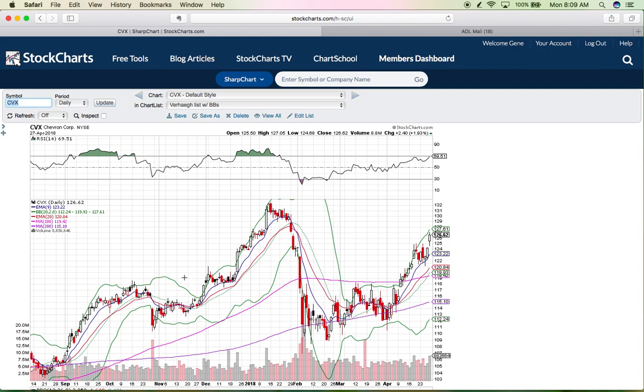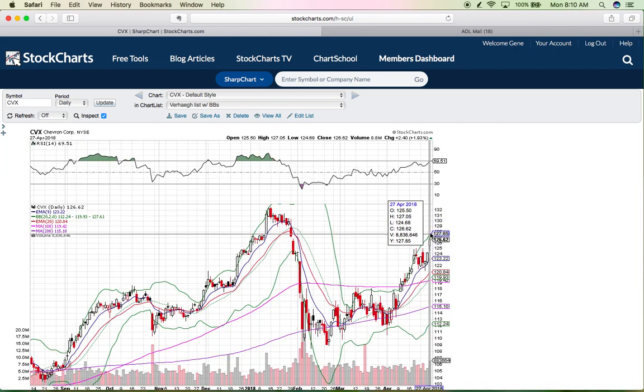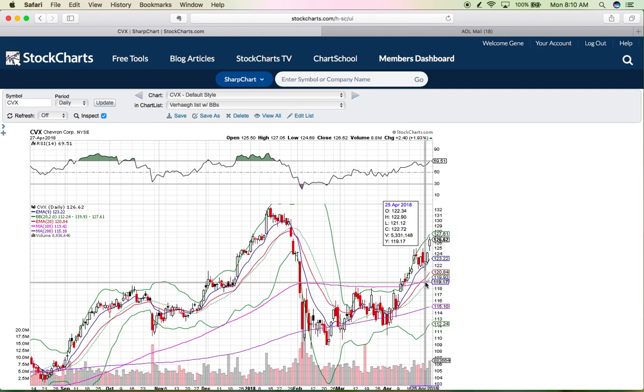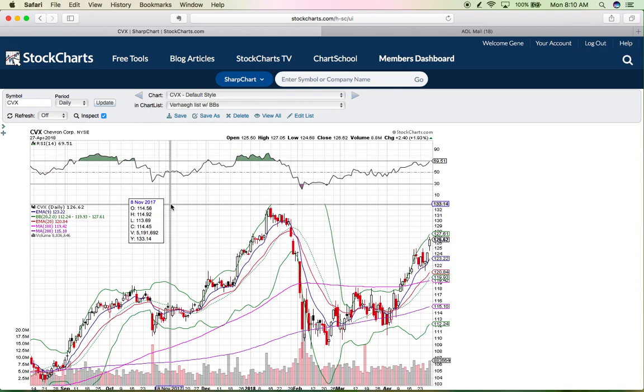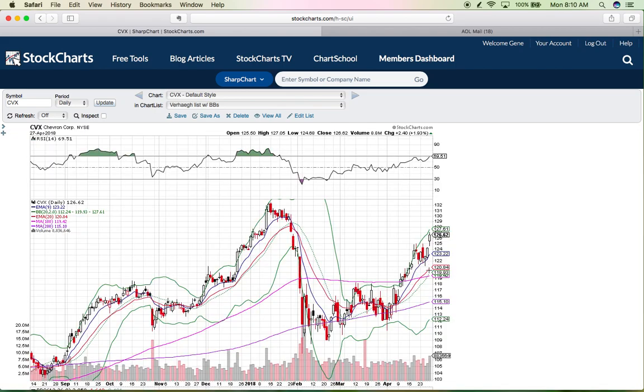This is a chart of Chevron, and if you notice on Chevron, on this day, this was Friday, it's Monday morning while I'm recording this. So this was Friday, April 27th. Thursday, April 26th. Wednesday, April 25th, you saw this hammer candle right here. I'm going to get this out of the way for a second. You see that hammer candle right there resting on the 9 EMA?